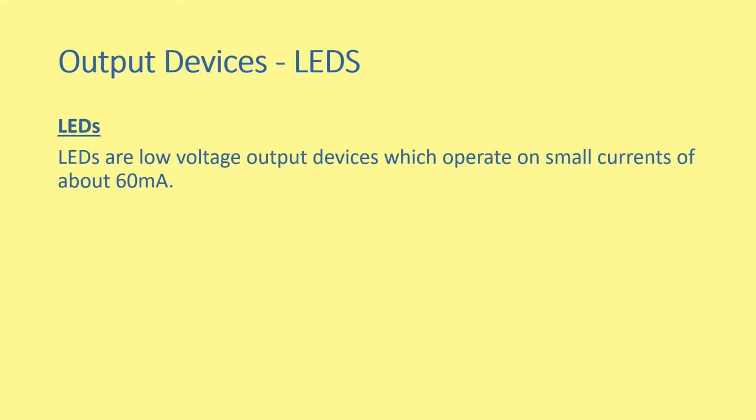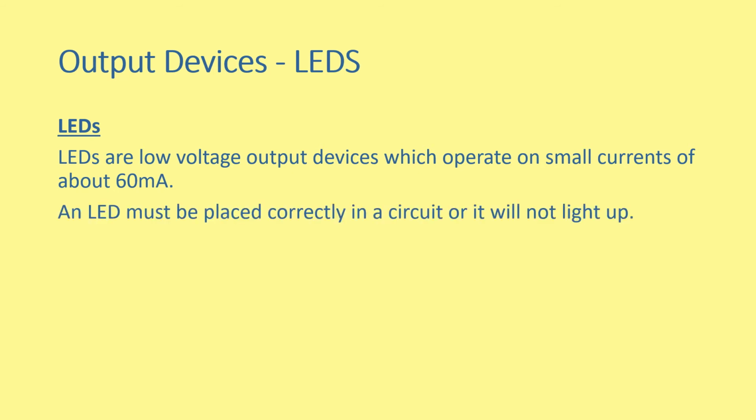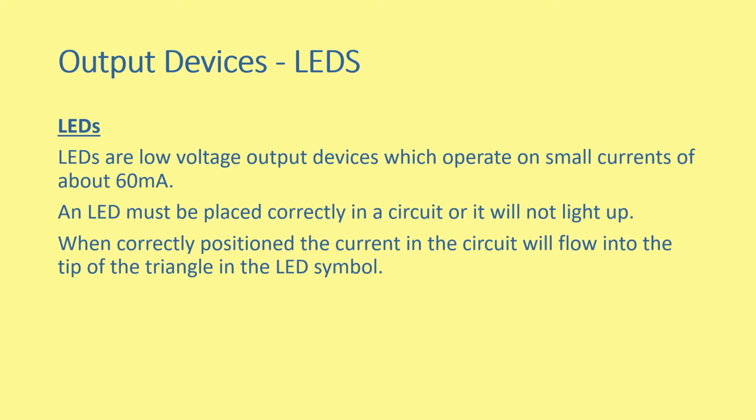LEDs, light-emitting diodes, are low-voltage output devices which operate on small currents of around 60 milliamperes. Normally they have an operating voltage of between 1 and 1.8 volts. An LED must be placed correctly in a circuit or it will not light up. It conducts in one direction only. When correctly positioned, the current in the circuit will flow into the tip of the triangle of the LED symbol. This is shown on the next slide.